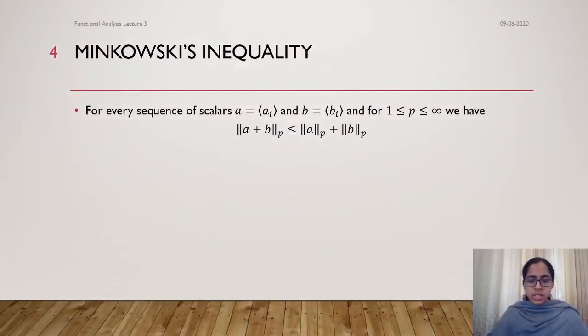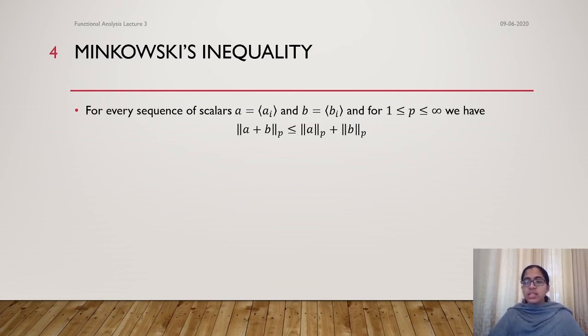That is, if you are considering two sequences a equal to sequence ai and b equal to sequence bi, and for 1 less than or equal to p less than or equal to infinity, we have norm p of a plus b is less than or equal to norm p of a plus norm p of b. So with the help of these two inequalities, we can show that the norm p satisfies the triangular inequality, and further we can show that the space LP forms a linear space.